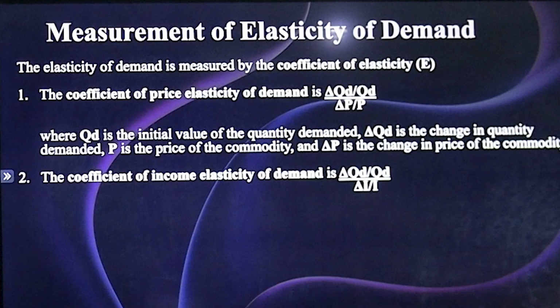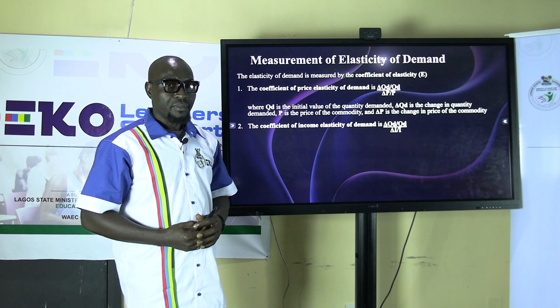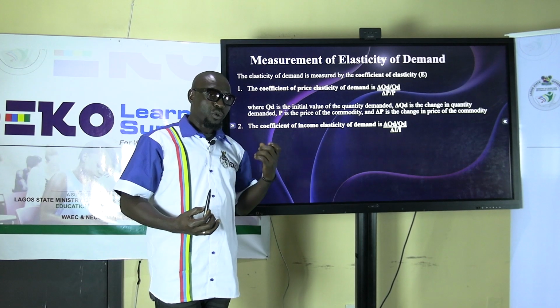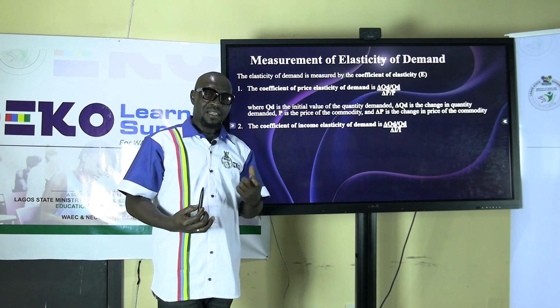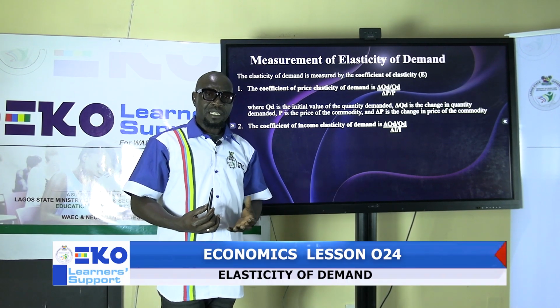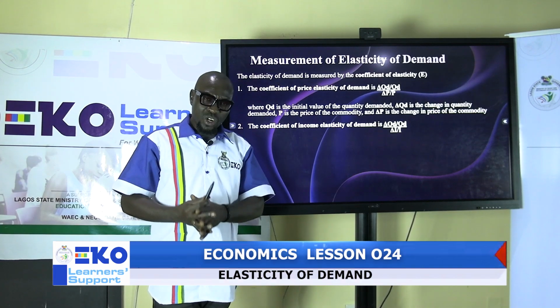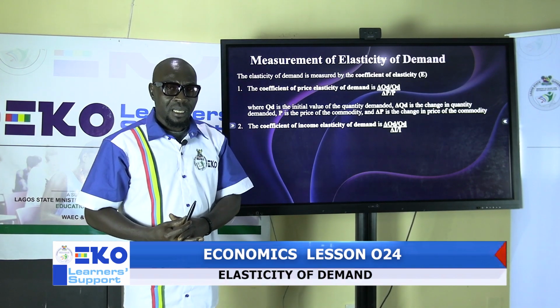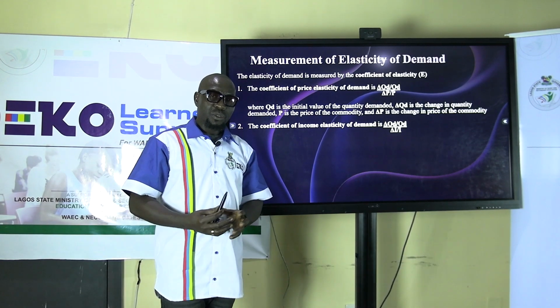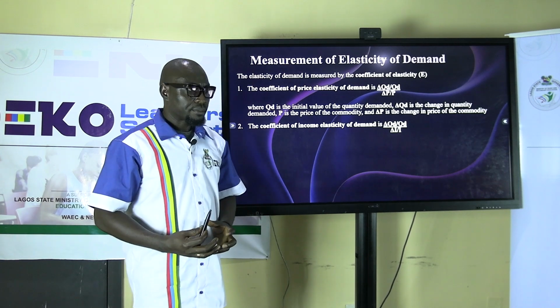Secondly, the coefficient of income elasticity of demand is also the ratio of the change in quantity demanded to the ratio of the change in income of the consumer. So the difference between the coefficient of income elasticity and that of price elasticity is that for income, we are dealing with the income of the consumer, whereas for price elasticity, we are dealing with the price of the commodity.